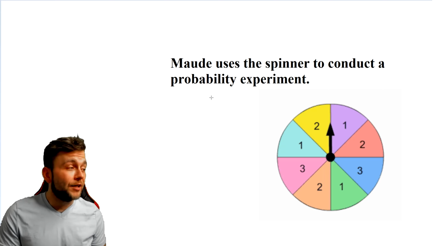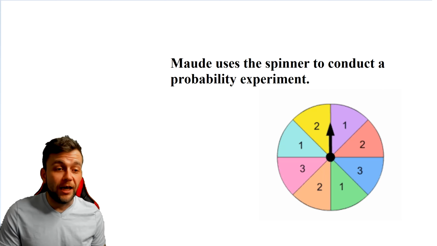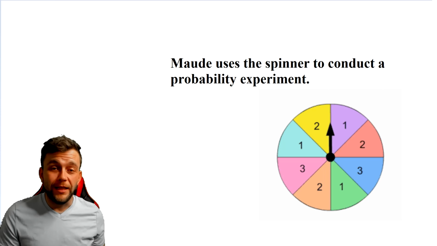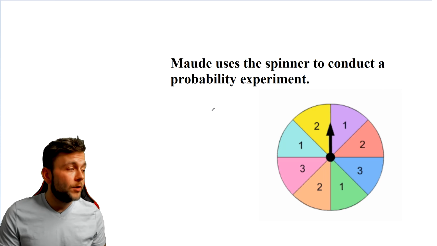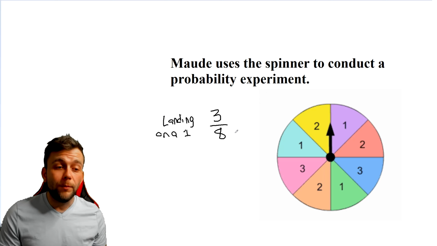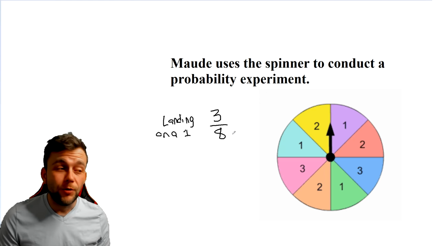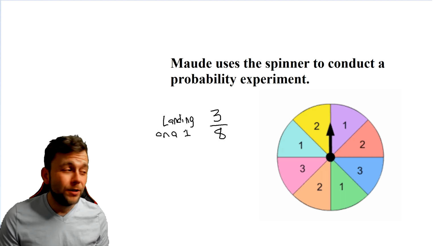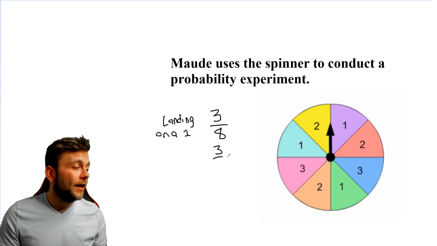The probability of landing on 1 can be written as, well, we have 1, 2, 3 ones. And there is 1, 2, 3, 4, 5, 6, 7, 8 possible zones to land on, right? So we are 3 out of 8 for landing on a 1. Okay, what about the probability of landing on a 2? Well, there's 3 2s in the spinner. So that is 3 out of 8 for landing on the 2. I'll just put that here.